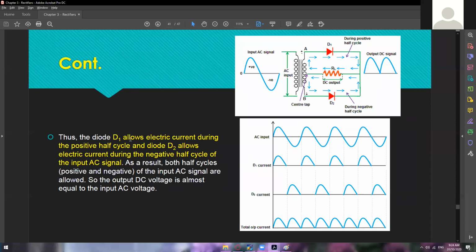Thus, the diode D1 allows electric current during the positive half cycle, and the diode D2 allows the electric current during the negative half cycle of the input AC signal. So if you take a look at this one, we have the full AC input, and the D1 current will only accept the positive half cycle or positive current. And for the D2 current, the other one will accept, of course, a negative current. And if you combine those two, of course, we now have the complete full wave rectification process, right? So complete cycle.